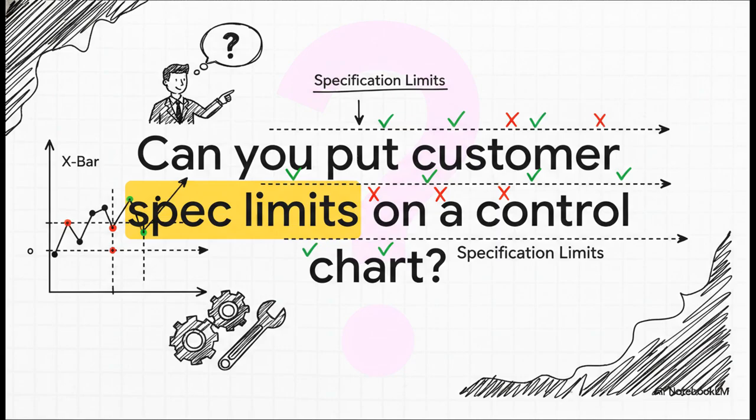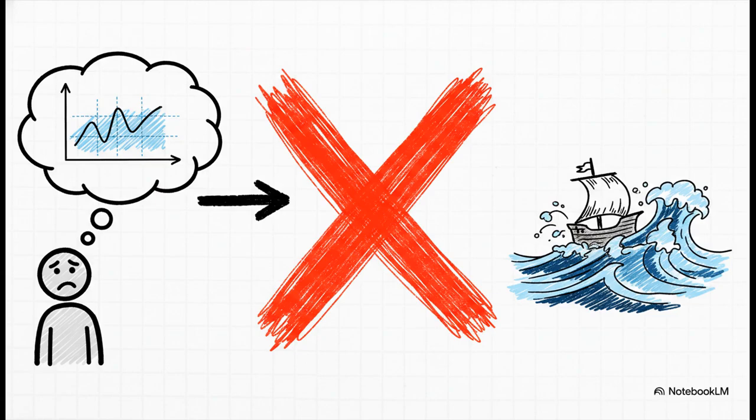Sooner or later, someone on your team, maybe even your boss, is going to look at the chart and ask, hey, this is cool, but can we just draw the customer spec limits on there so we can see if we're making good stuff? The answer is a hard no. Absolutely, positively, never. The second you do that, you've completely invalidated the chart, and you've shown you don't get what it's for. It's like trying to navigate a supertanker using tomorrow's weather forecast instead of a compass. They're both useful, but they tell you completely different things.